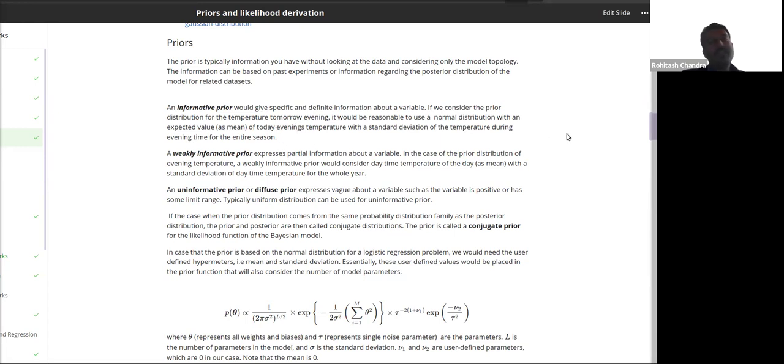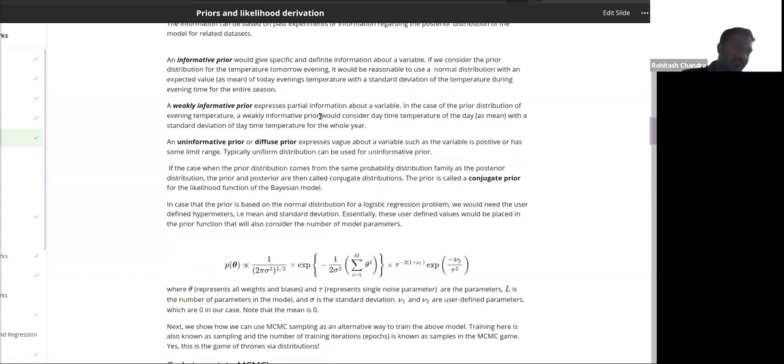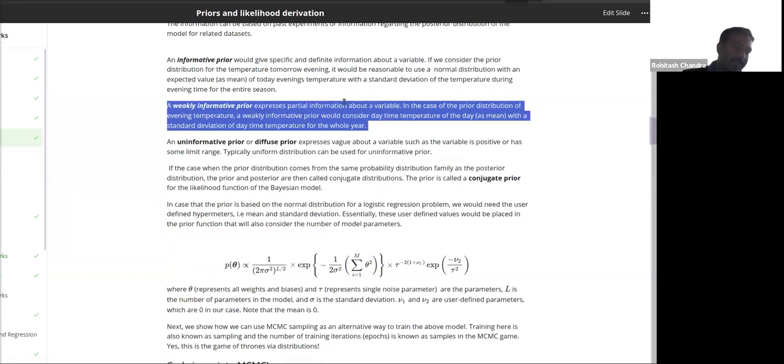A weakly informative prior is expressing partial information about a variable, right? In the case of the prior distribution of evening temperature, a weakly informative prior would consider the temperature any time of the day, with the mean and standard deviation for the whole year. So it's not very useful. It's weakly informative.